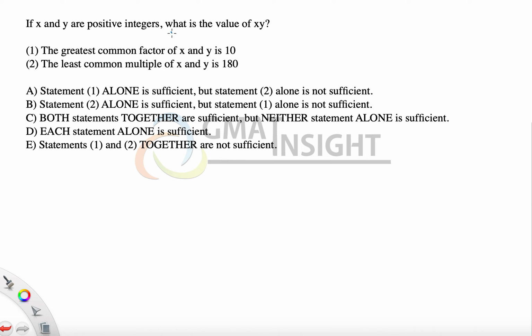If x and y are positive integers, what is the value of x into y? So we have a question, we have to find out the unique value of x into y here. Now the first statement says that the greatest common factor of x and y is 10.